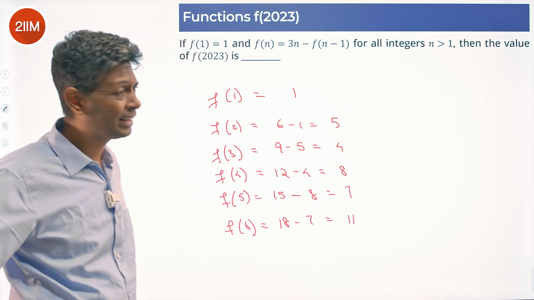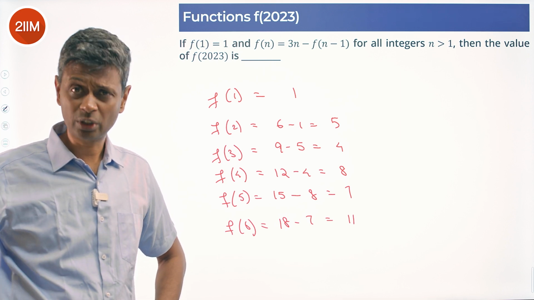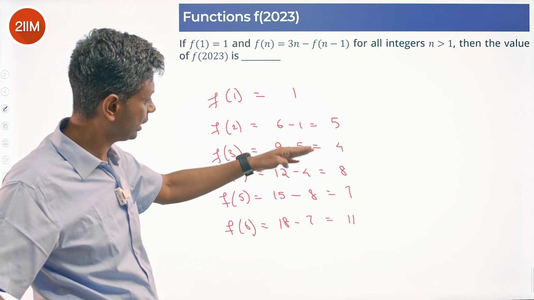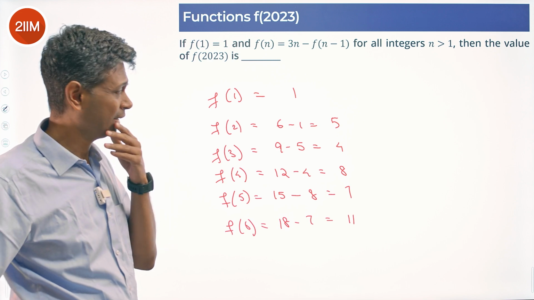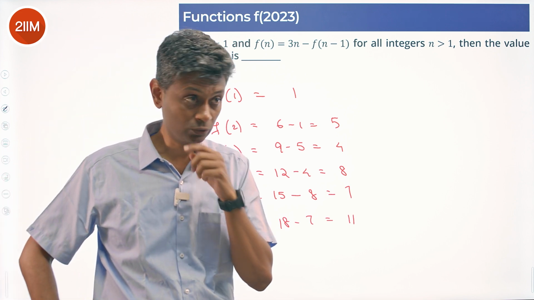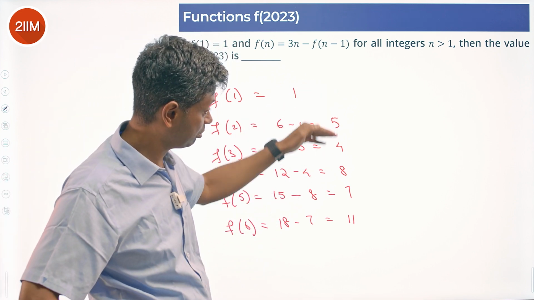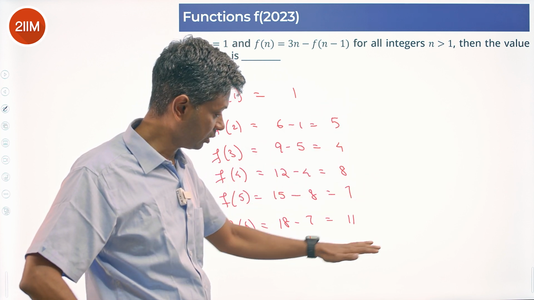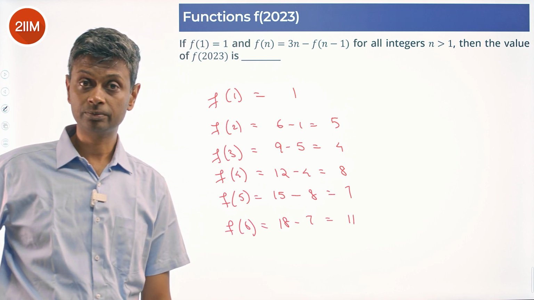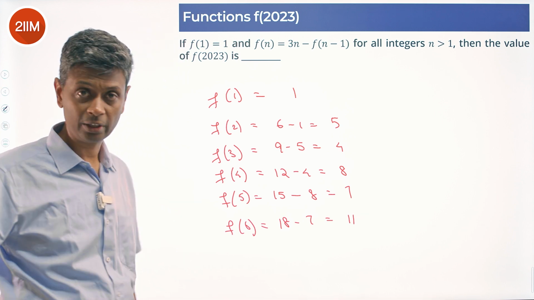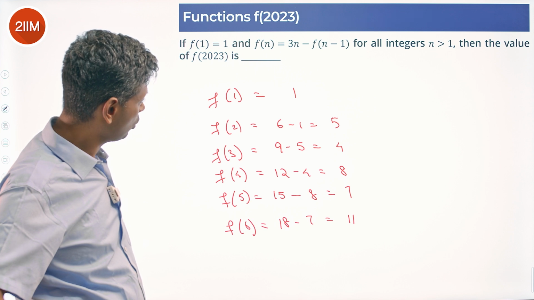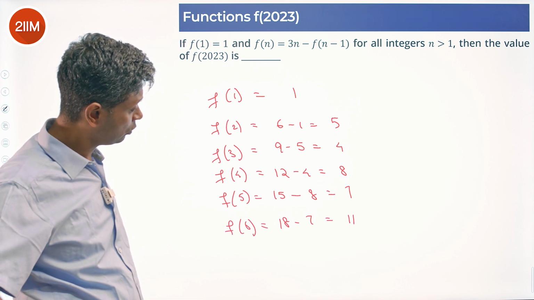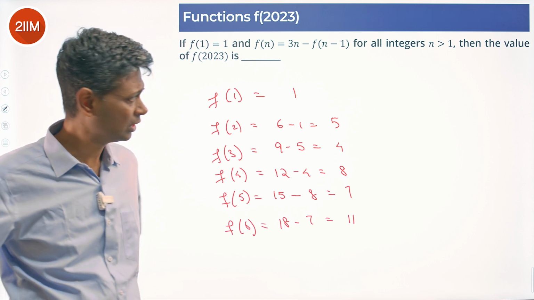Now we say, hey, is there a possibility that we can carve something out of this? 1, 5, 4, 8, 7, 11. It's not a nice sequence. 1 goes up to 5, comes back to 4. Goes up to 8, comes back to 7. Goes up to 11, maybe it will come back to 10. Yes, 11 minus 1 is 10. So, plus 4 minus 1, plus 4 minus 1, plus 4 minus 1 is what's happening.